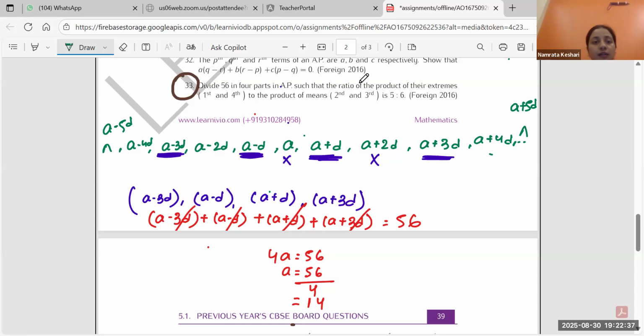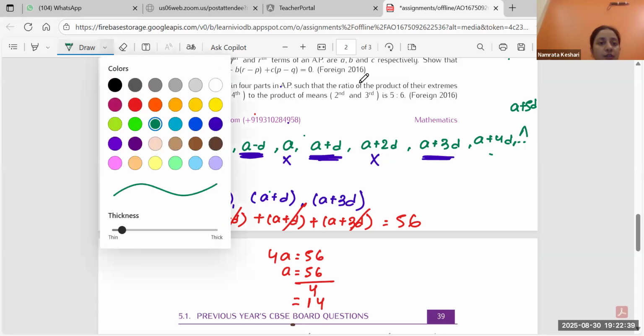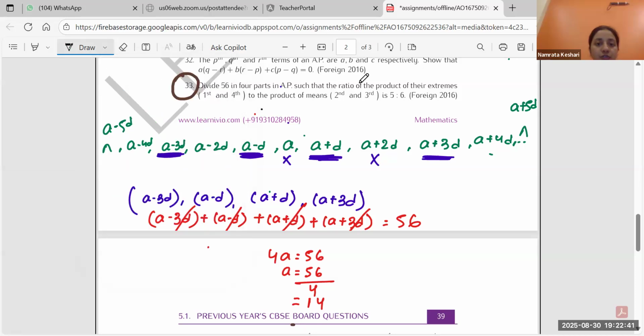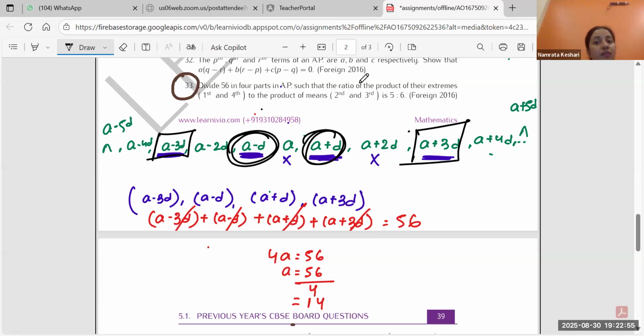Why? So that for every pair we have the exact opposite situation. A minus D we have taken and A plus D also we have taken. Why? Both will cancel out each other, D and D. A minus 3D we have taken and A plus 3D also we have taken. Why? So that while adding, minus 3D plus 3D will cancel out each other. Making sense?